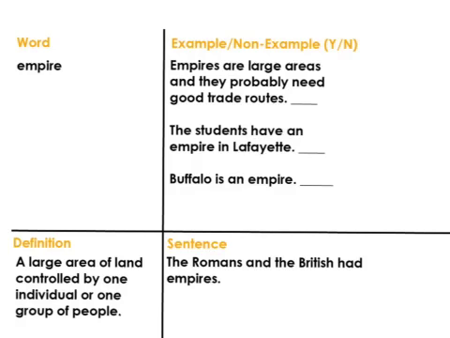The next word is empire. We say this part similar to the word fire. Let's say the word 3 times. Empire, empire, empire. Let's read the definition. A large area of land controlled by one individual or one group of people. Let's read the sentence. The Romans and the British had empires.